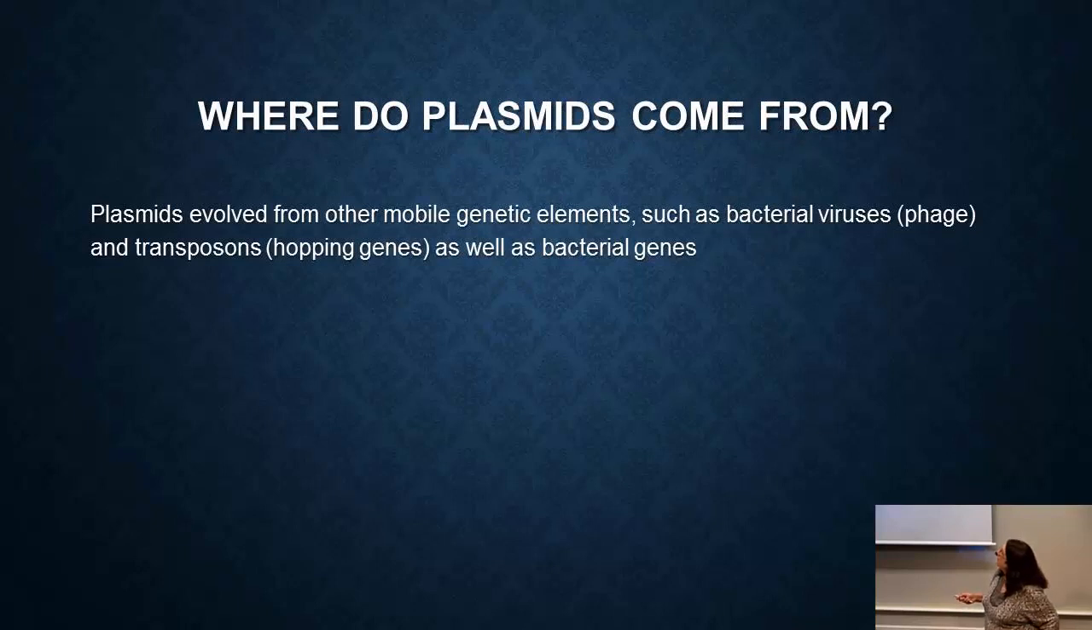Okay. So I just want to make a comment. I won't go into detail on this, but where do plasmids come from? They're like these magic things I'm talking about. Well, plasmids evolve from other mobile genetic elements, such as bacterial viruses, that we're going to talk about a little later, and transposons. Transposons are genes that can hop around in the chromosome. So they usually derive from either transposons or bacterial viruses, as well as some bacterial genes. So that's where they evolved from.